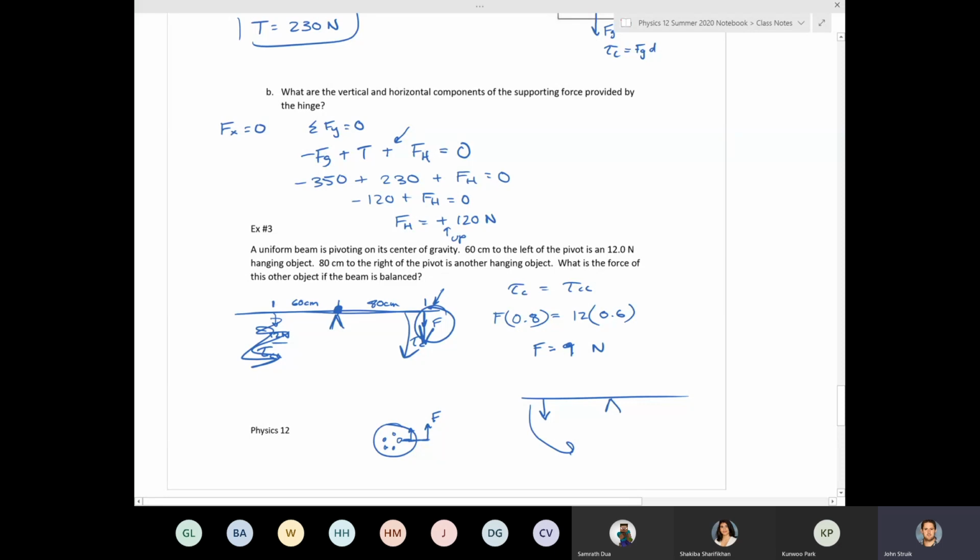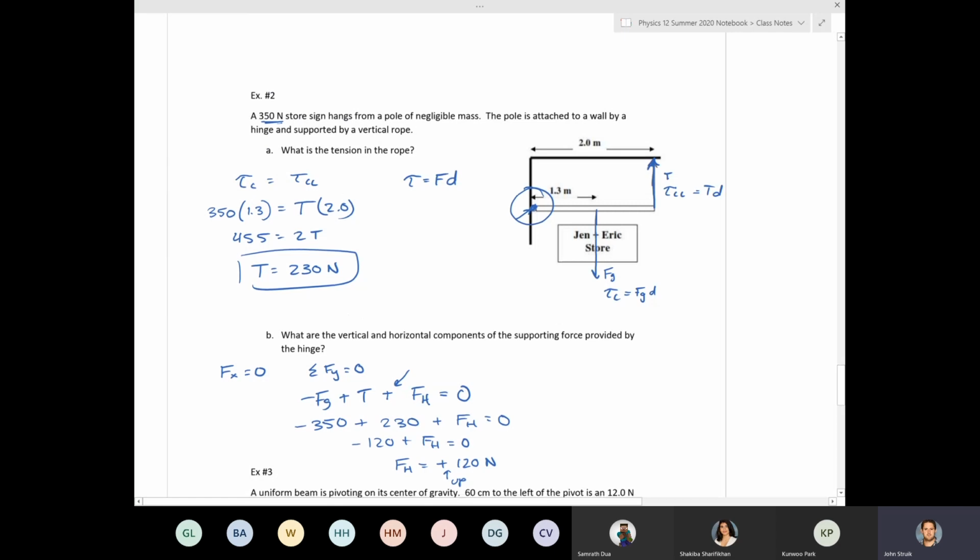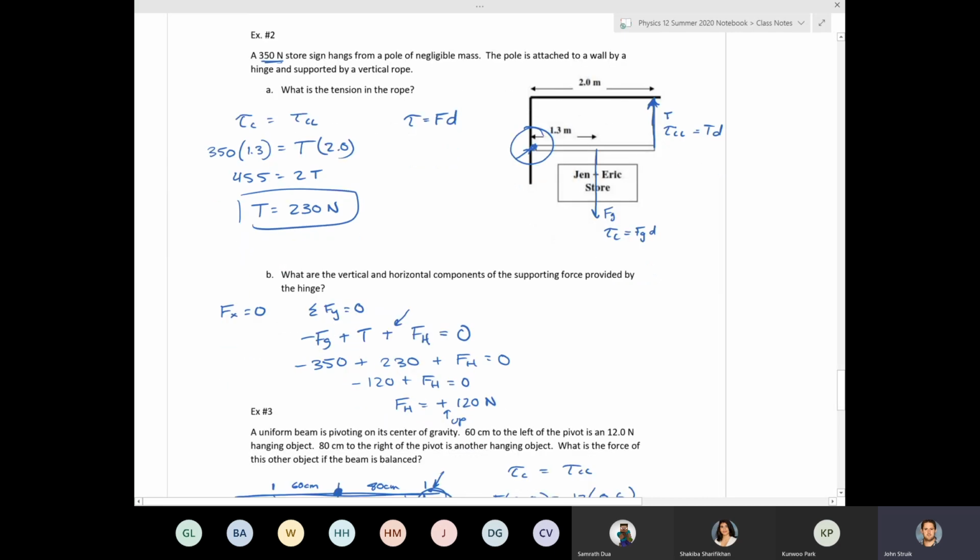So you're looking at the individual force and where it is in relation to the pivot and where it is on the lever arm and which way it's going to pull the lever arm. Like in this case up here, if it's going to pull the lever arm up, that's counterclockwise. If it pulls it down, that's clockwise. Any other questions?